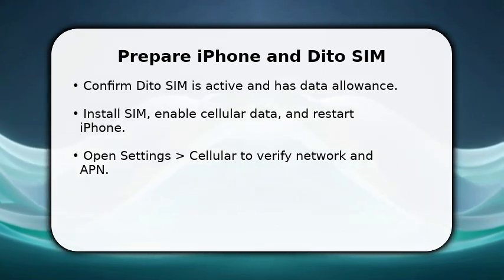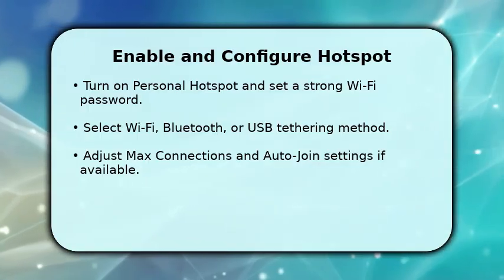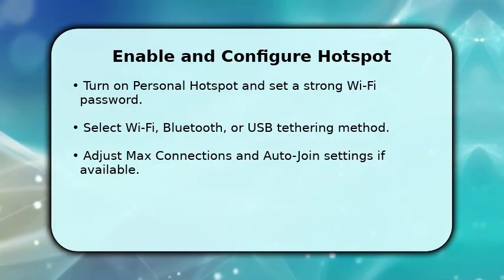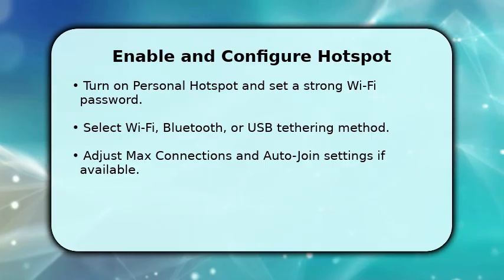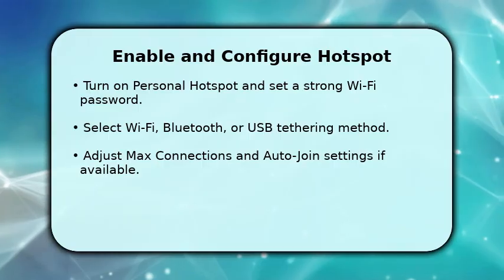Now enable Personal Hotspot in Settings. Flip the switch and create a recognizable SSID and strong password so only devices you trust can join. Choose how you'll connect: Wi-Fi for multiple devices, Bluetooth for low power, or USB for the most stable link.